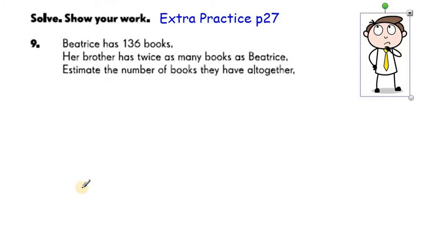So here I am. I'm on the extra practice page, number 27. And I'm thinking about this math problem. And I see a name that starts with a capital B, and I'm not really sure how to say that name, so to be honest with you, I'm not going to. I'm just going to say B has 136 books. Her brother has twice as many books. Estimate the total number of books they have all together.